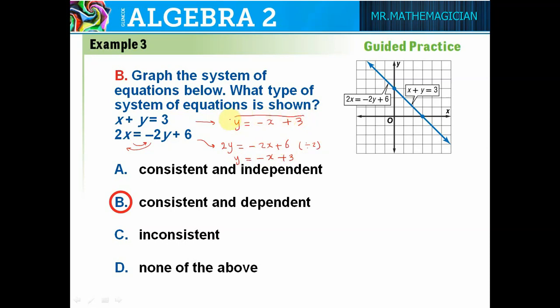Now compare these two equations. You will find them exactly the same slope with same y-intercept, which means they are coincident lines. The two lines depend on each other. They are dependent lines. So you are going to choose consistent and dependent.